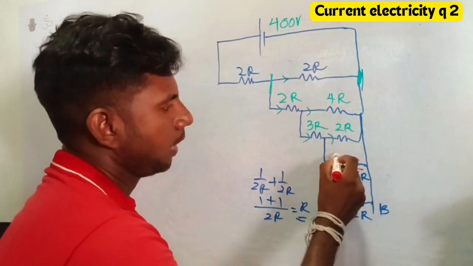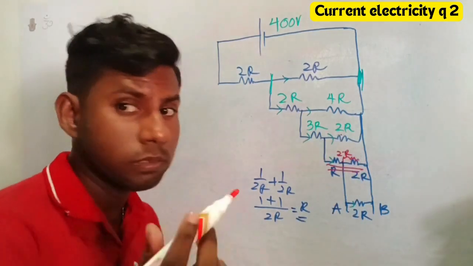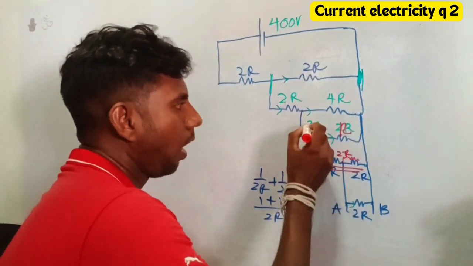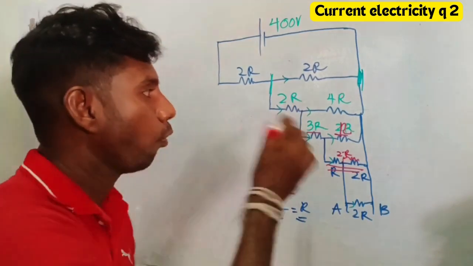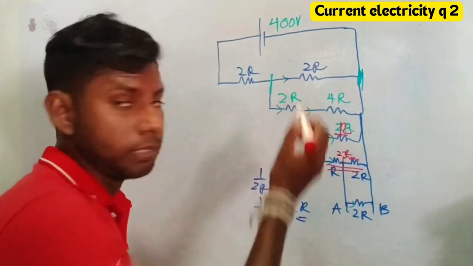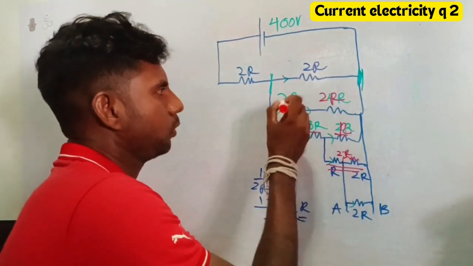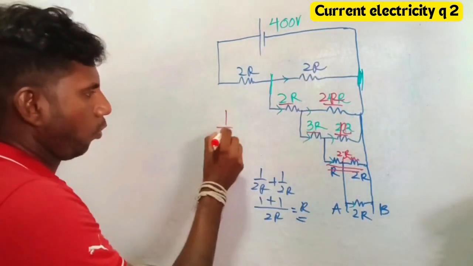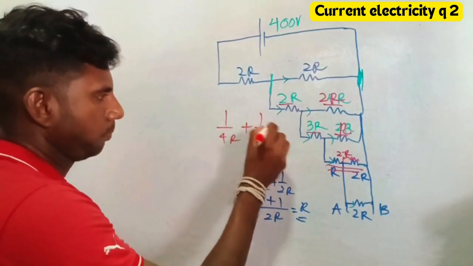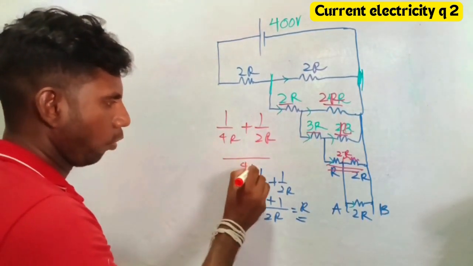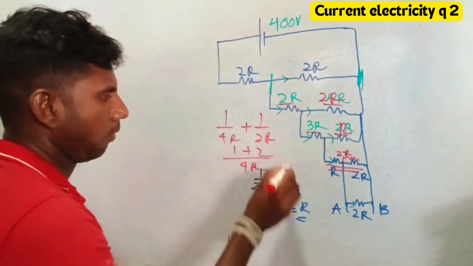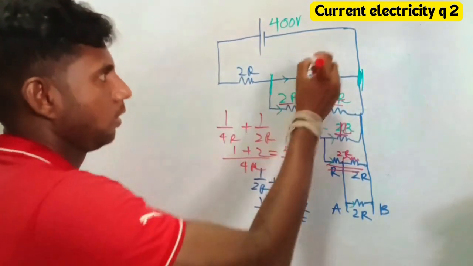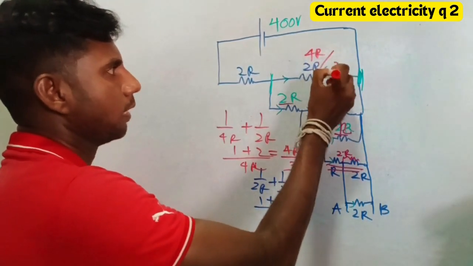R and R becomes 2R, and 2R we have to divide by 2, so that becomes R. And this R and 3R becomes 4R. Then 4R, that becomes 2R. 2R and 4R: 1 over 4R plus 1 over 2R. Common denominator 4R, so we have 1 here, 2 here, then the equivalent will be 4R over 3. We have 4R over 3 resistance here.